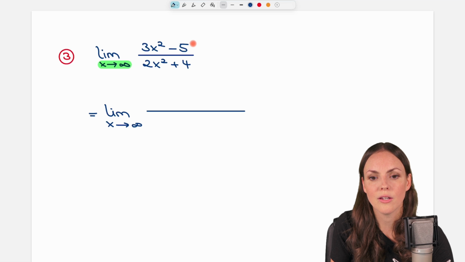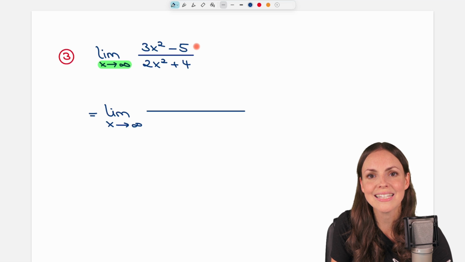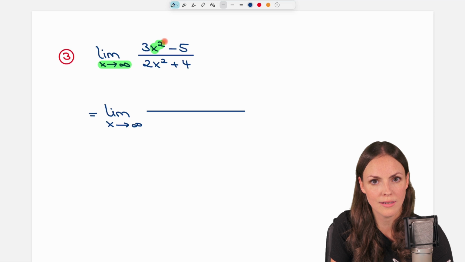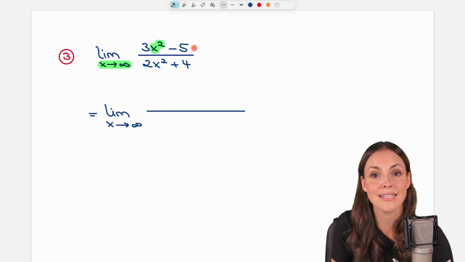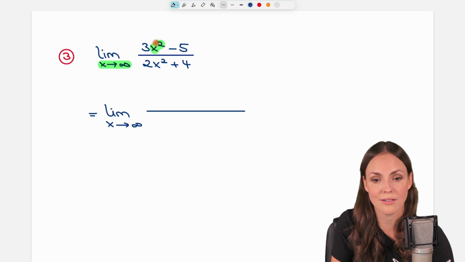Take a look at your numerator first and find your power with the highest exponent. So x to the power of 2 is our power with the highest exponent here. And then factor this out of this difference here. Let's see how we can do it. We want to factor out x to the power of 2.